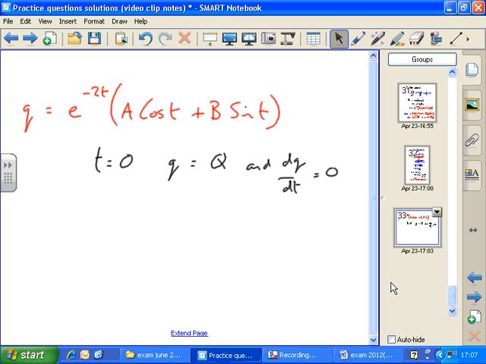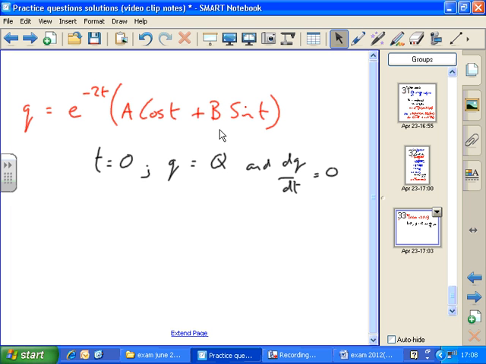So now, given this general solution, we've got to find a particular solution so we can find the values of a and b, in other words, given some initial conditions, which are that when t equals 0, q equals Q, some initial charge Q, and the rate of change of charge with time at the start when you turn the circuit on is 0.